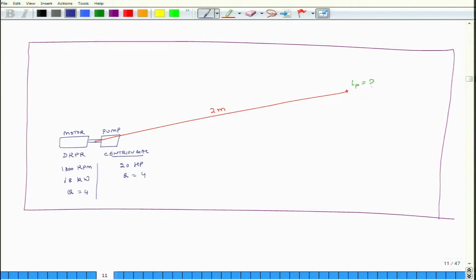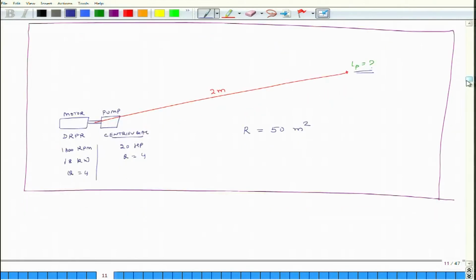And this large room in which this combination of the two machines is placed has a room constant, and the room constant is 50 meters square. So, this is the data, and we are interested in finding out the sound power level at this location. So, how do we do it?